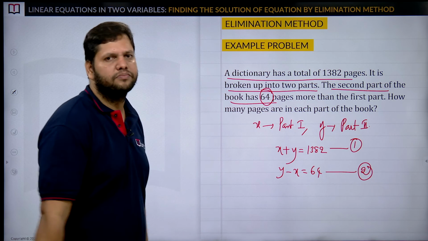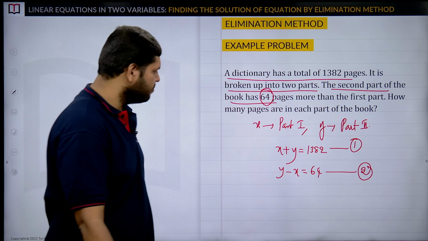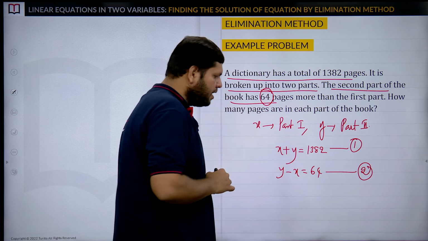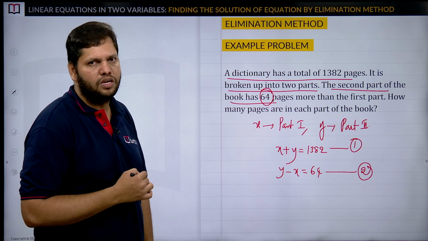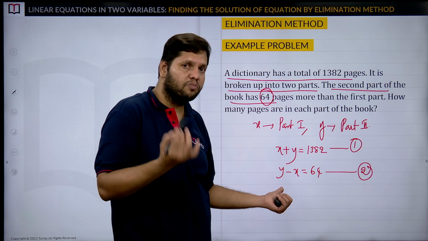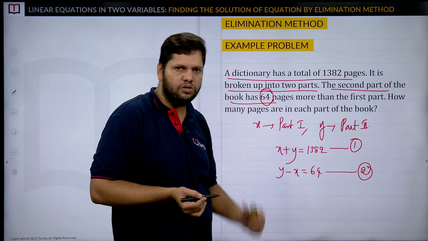Clear, children? So as per the question, I am writing the two equations. So I got the two equations. x plus y is equal to what? 1382, and y minus x is equal to what? 64. Because the second part has 64 more pages compared to what? The first part. So we can write y minus x is equal to 64.